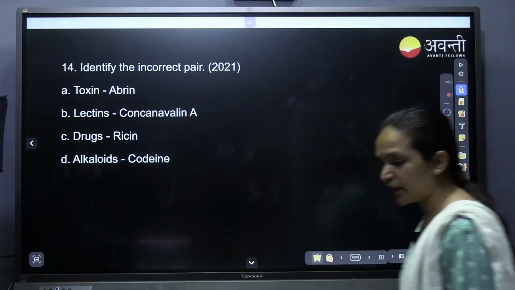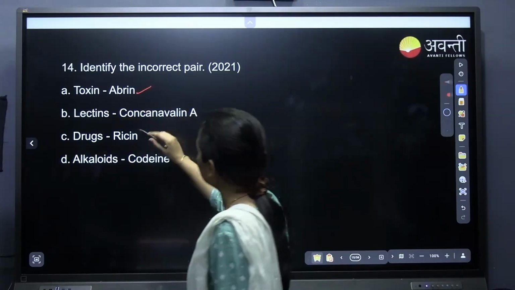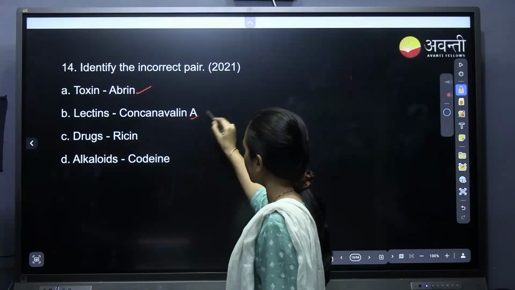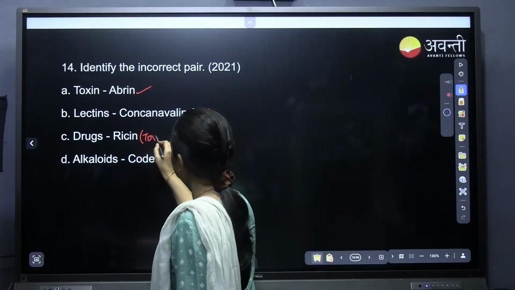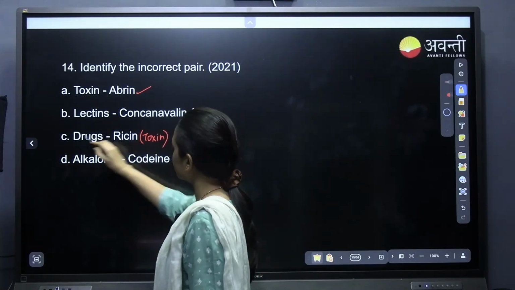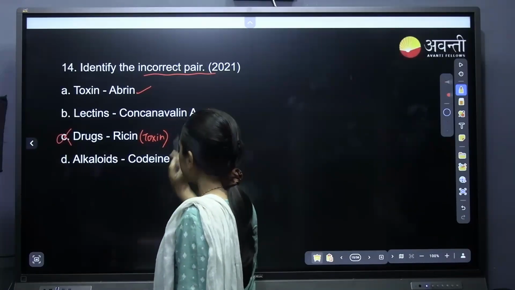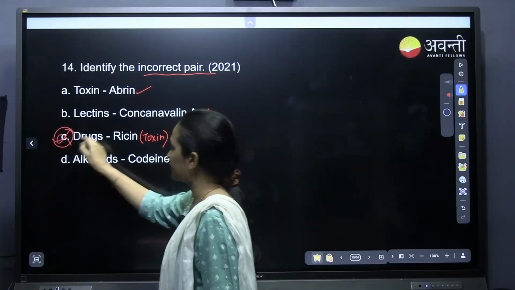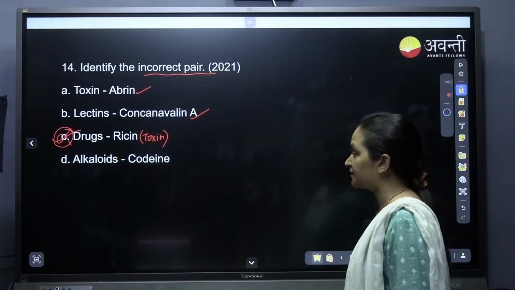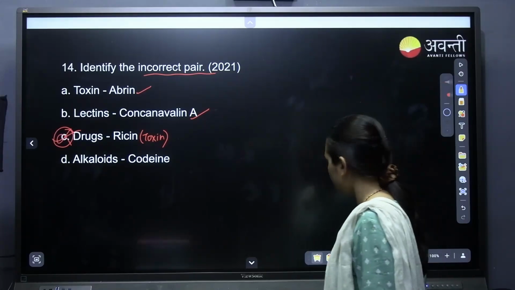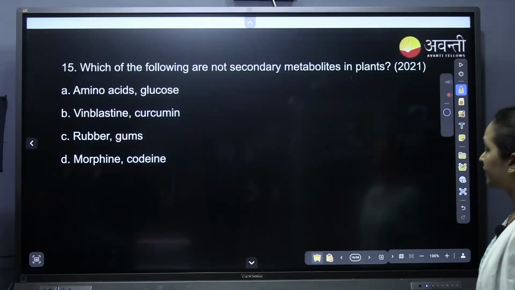Identify the incorrect pair. Toxin, abrin. Yes, this is correct. Abrin is a toxin. Concanavalin A is a lectin. We know it. Ricin is a toxin, which makes C the incorrect pair. Codeine is an alkaloid, which is correct. Here they have given ricin as a drug, but it's a toxin.